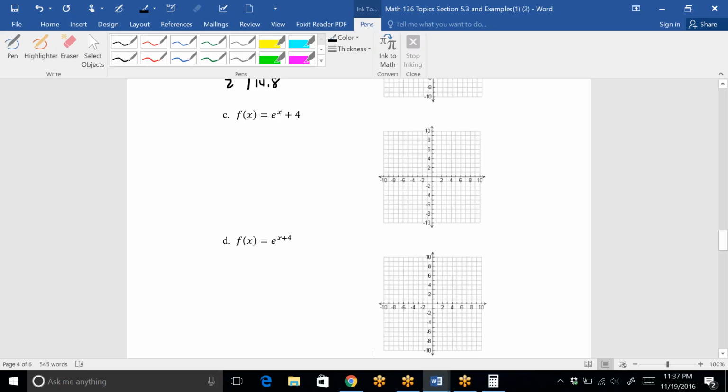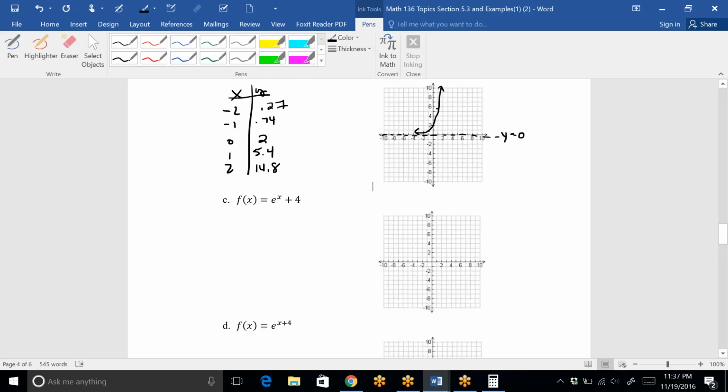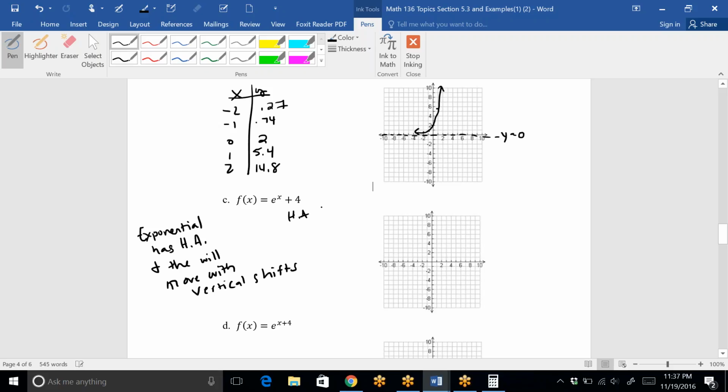And then this guy is a shift up 4, which means it will change your horizontal asymptote. I'm not going to do the table for this one. There's not much going on. But if you do have an exponential, exponentials have horizontal asymptotes, and they will move with vertical shifts. So that means this horizontal asymptote would be at positive 4.